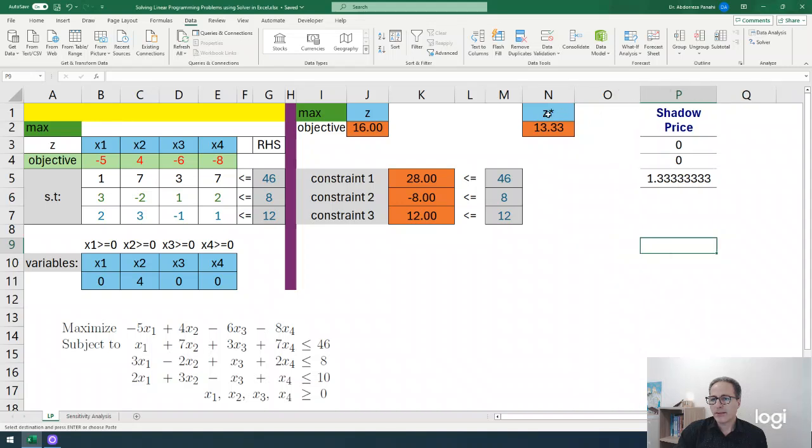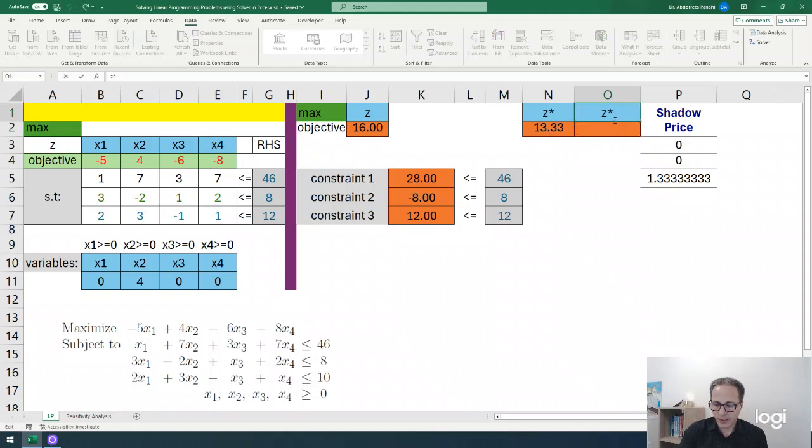Here I write the same Z star, but this time I'm going to find it by myself. So this is what I am predicting. This is Z star prime, the new value for Z star. I said it's going to be equal to the old one plus how many units change do we have? 2 units multiplied by the shadow price for the third constraint, the same value.